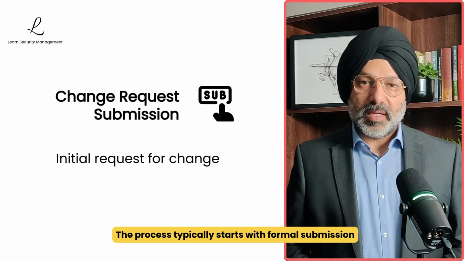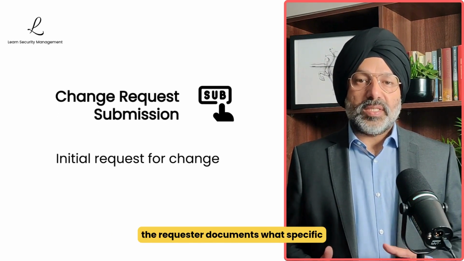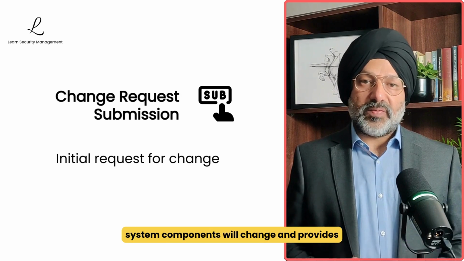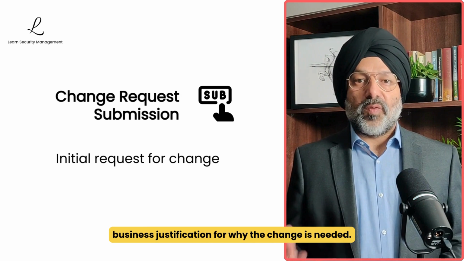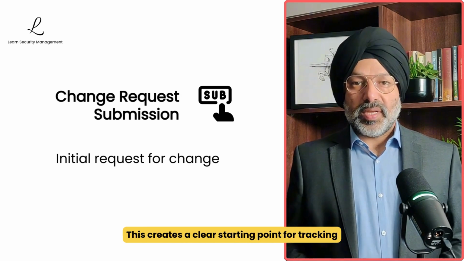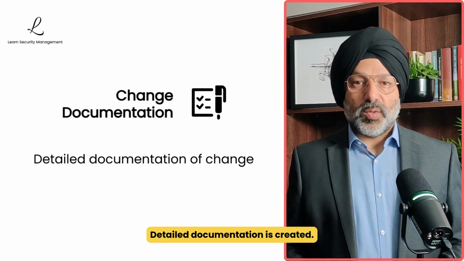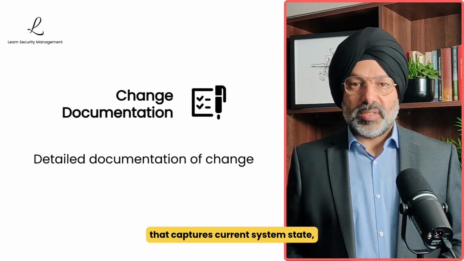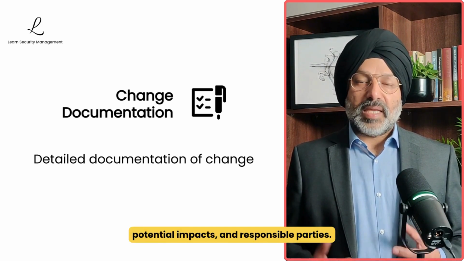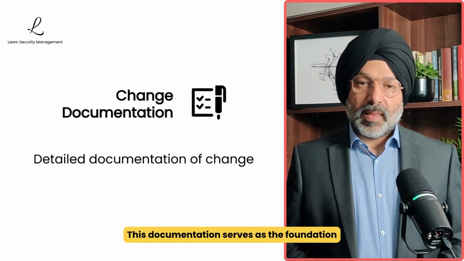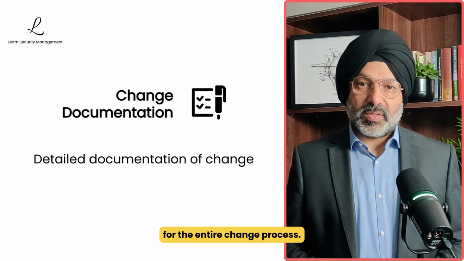The process we will describe represents a commonly used best practice sequence that aligns with NIST control objectives. The process typically starts with formal submission of a change request. Here, the requester documents what specific system components will change and provides business justification for why the change is needed. This creates a clear starting point for tracking all modifications. Detailed documentation is created that captures current system state, proposed changes, potential impacts, and responsible parties. This documentation serves as the foundation for the entire change process.